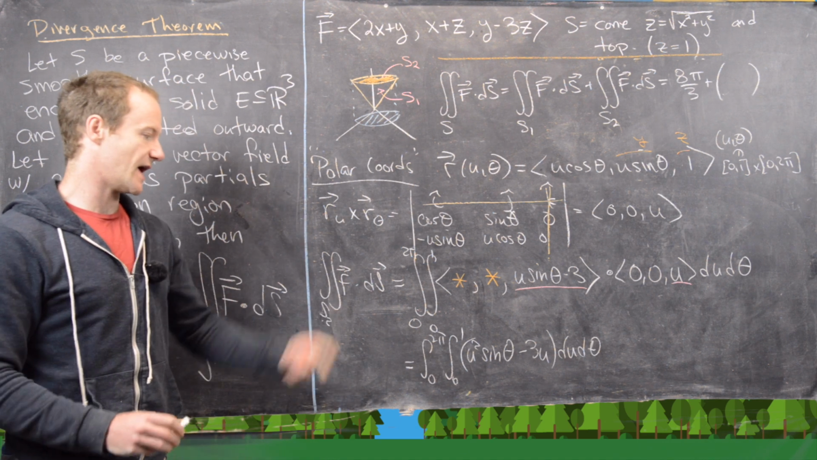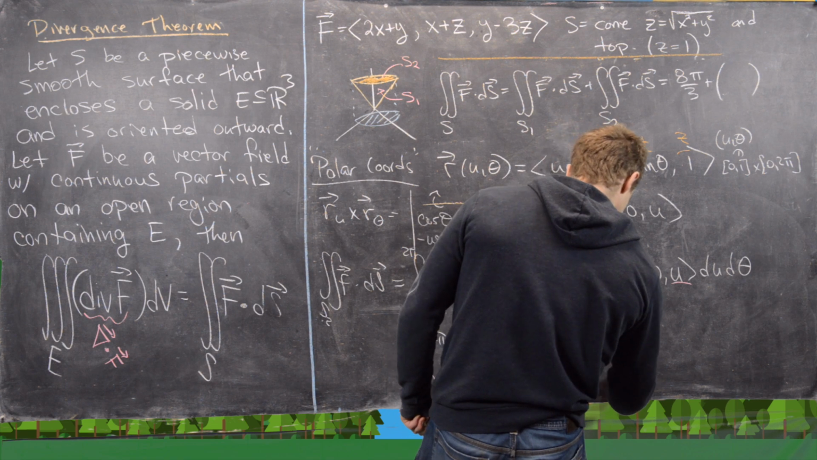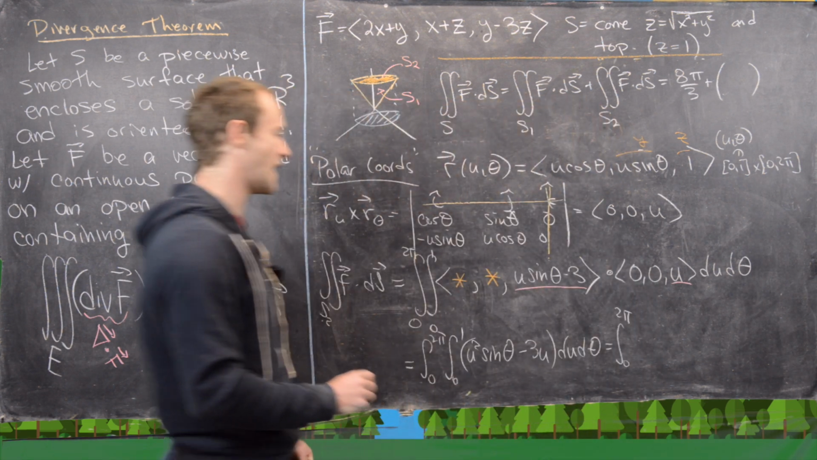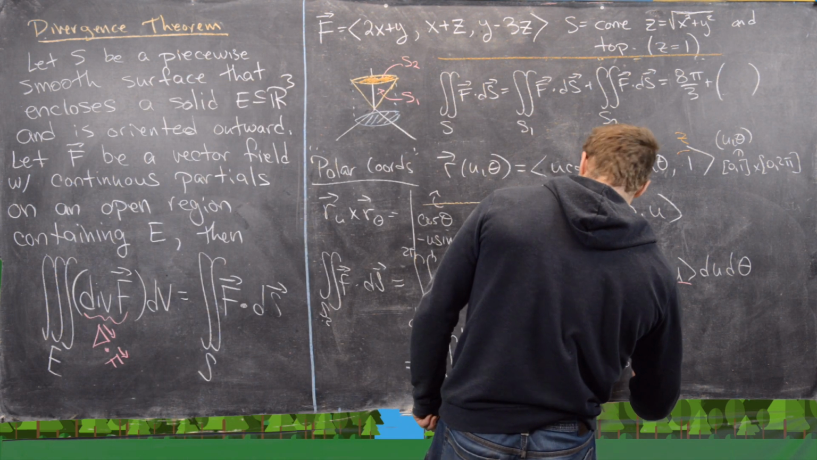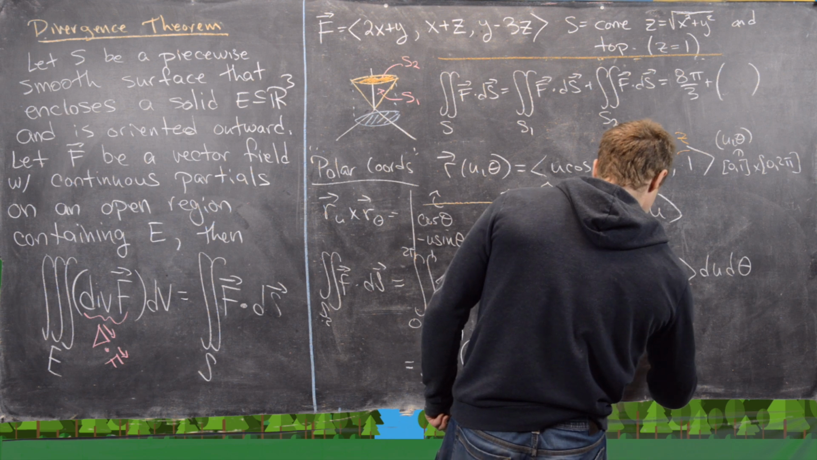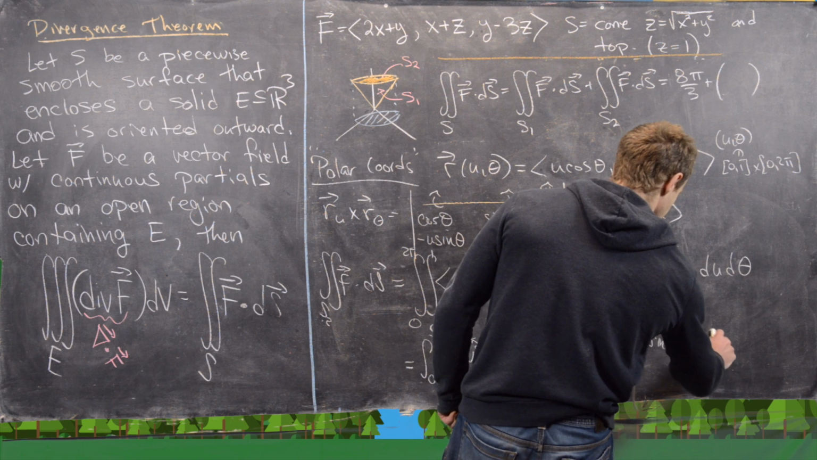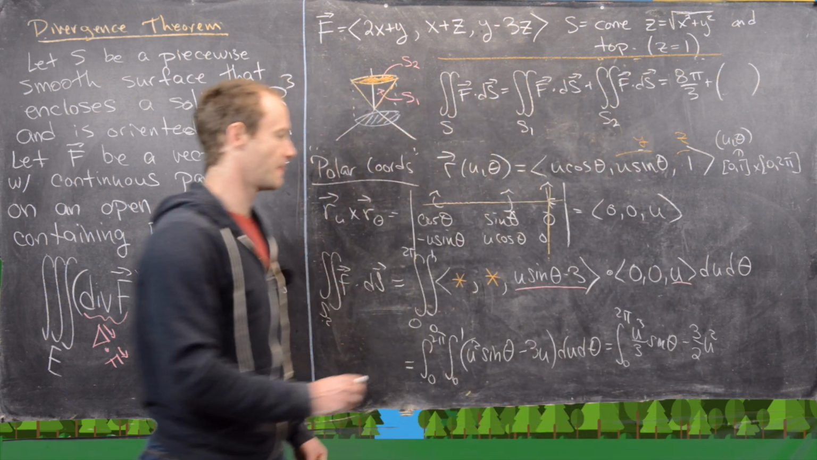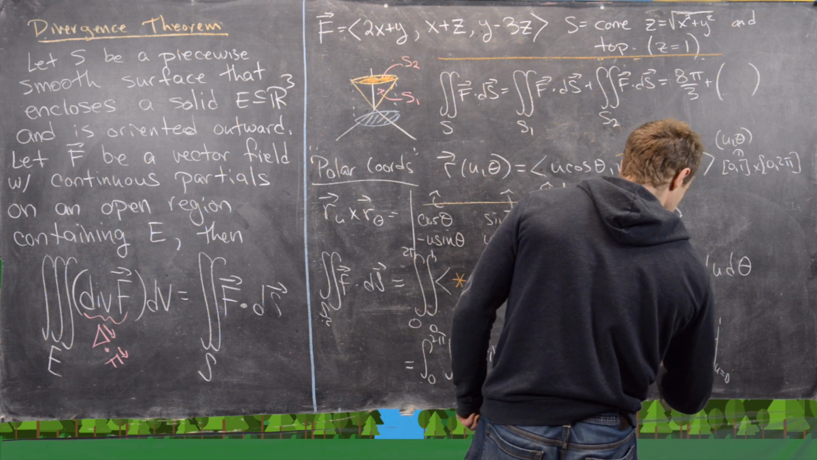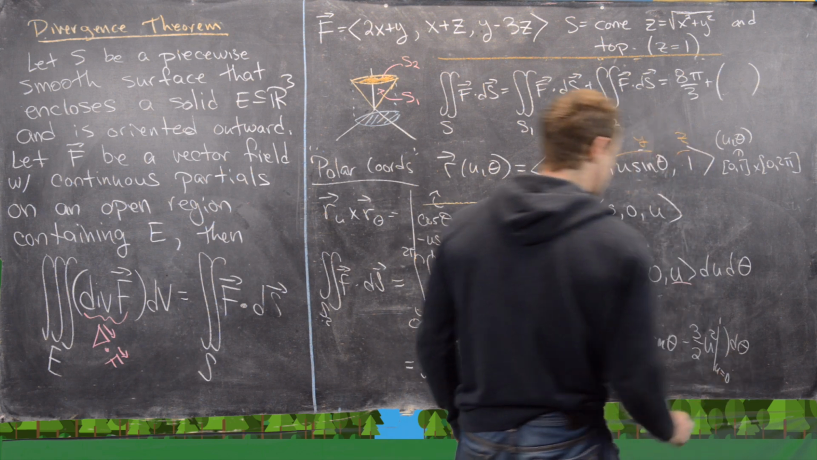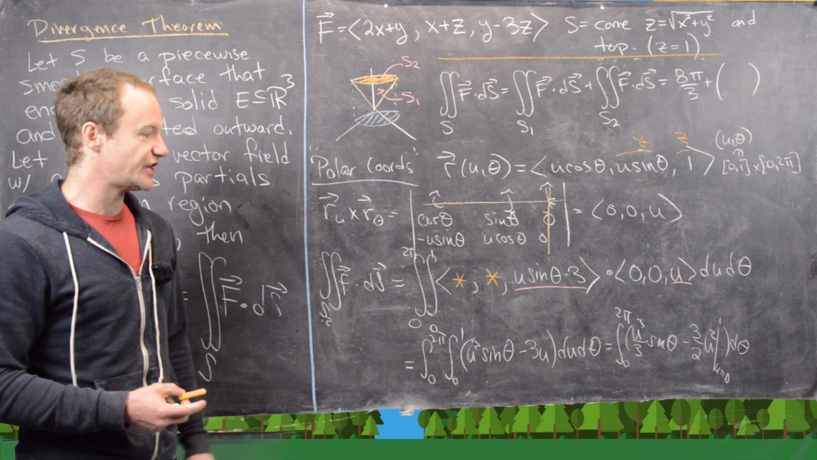Okay. Let's go ahead and take that u antiderivative first. So that's going to give us an antiderivative, 0 to 2 pi integral, theta on the outside. And now we have u cubed over 3 sine theta minus 3 over 2 u squared. And then we need to evaluate this from u equals 0 to u equals 1, and then do a d theta integral. Okay, so I want to cheat a little bit again.